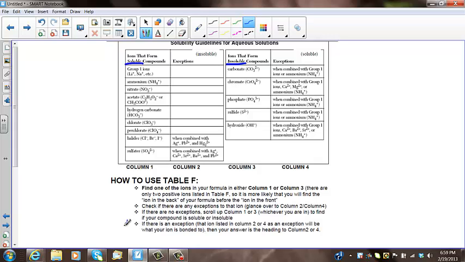If there is an exception, this is important, that ion listed in column 2 or 4 as an exception will be what your ion is bonded to, then your answer is what's up here. Okay, now this, the insoluble and the soluble, is not on your reference table. You have to remember this side is soluble. If you meet the exception, the opposite happens, it becomes insoluble. Column 3 is insoluble. If you meet the exception, then it becomes soluble.